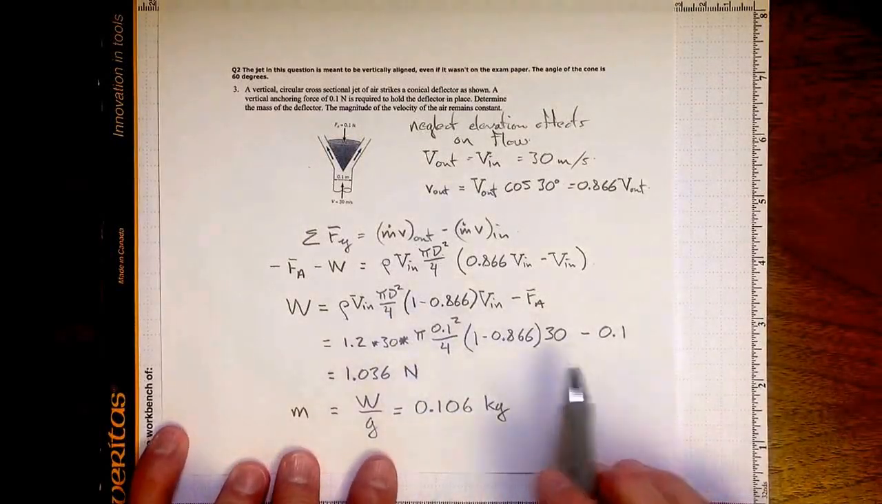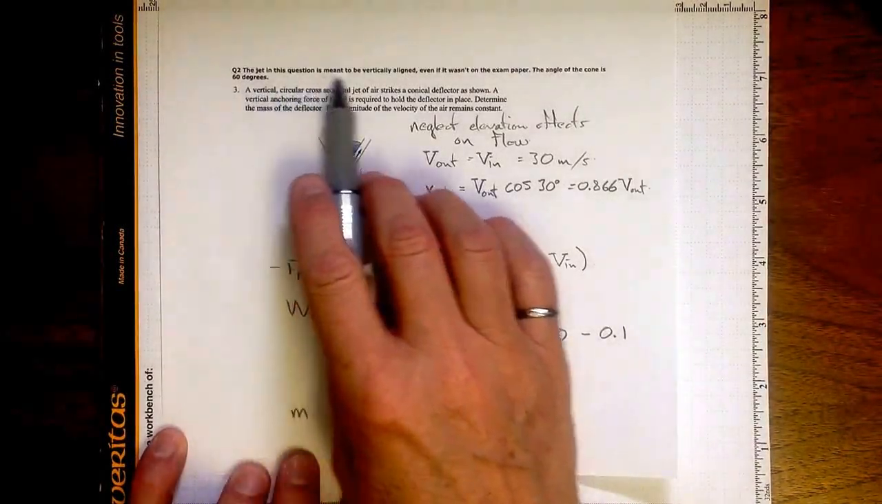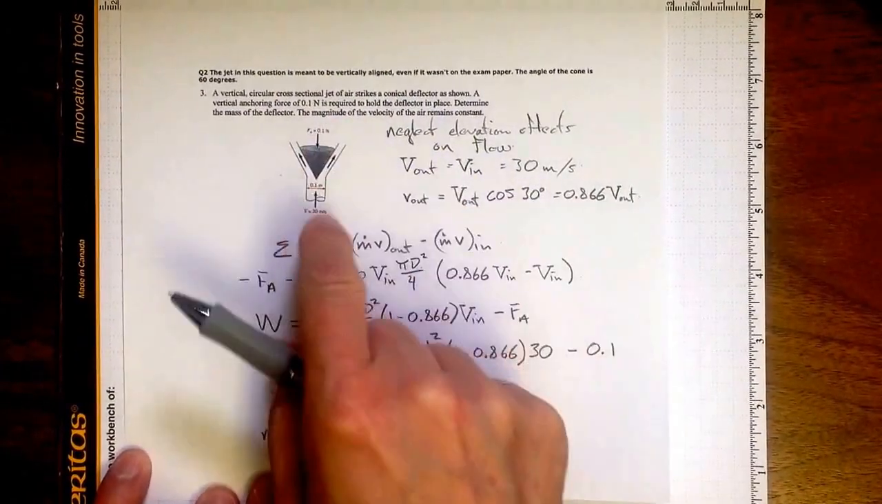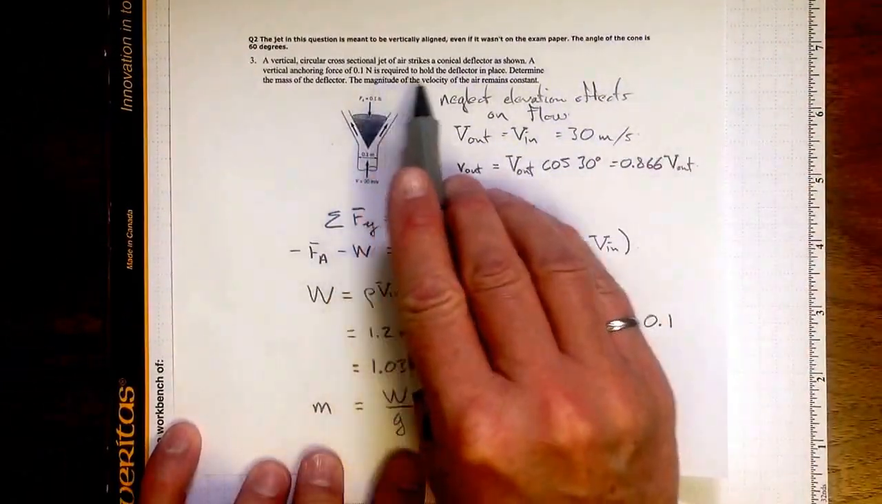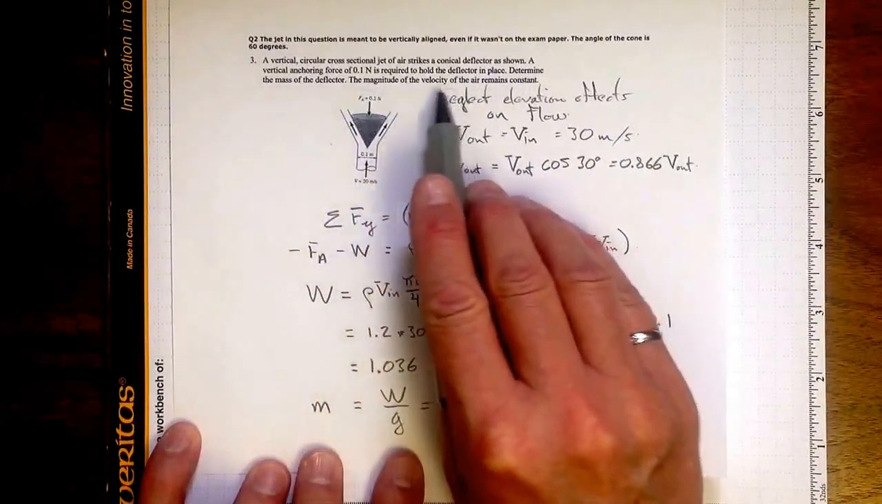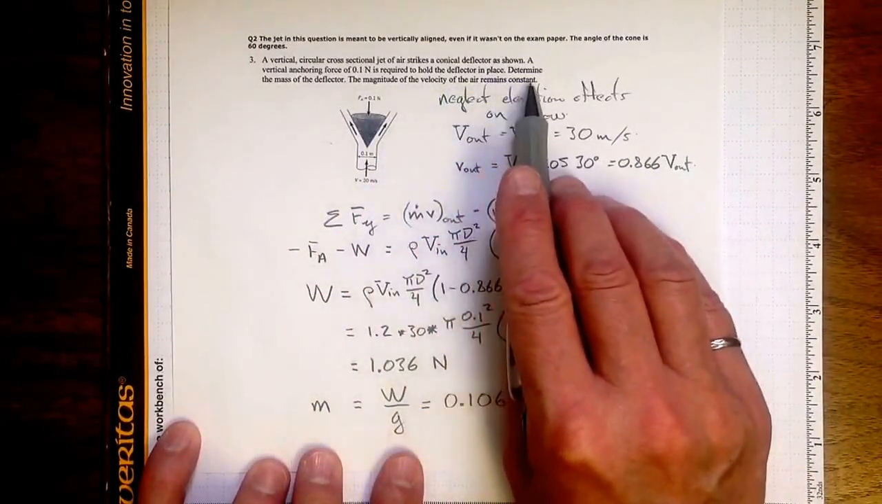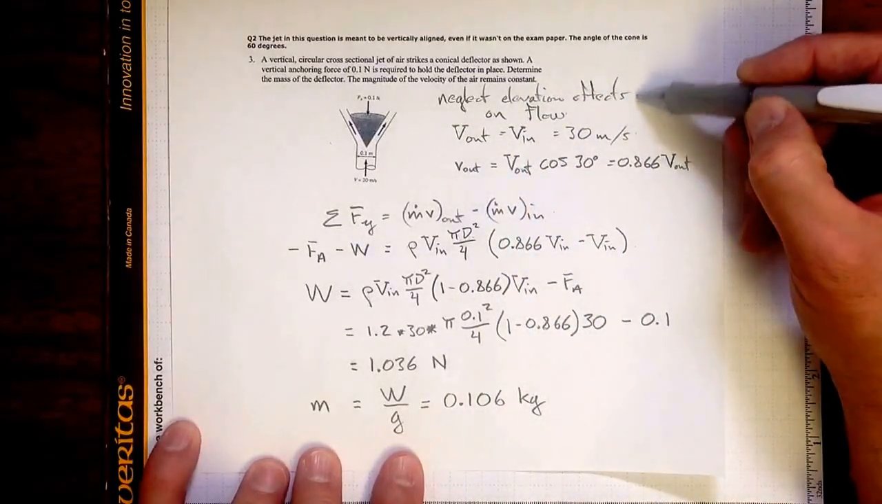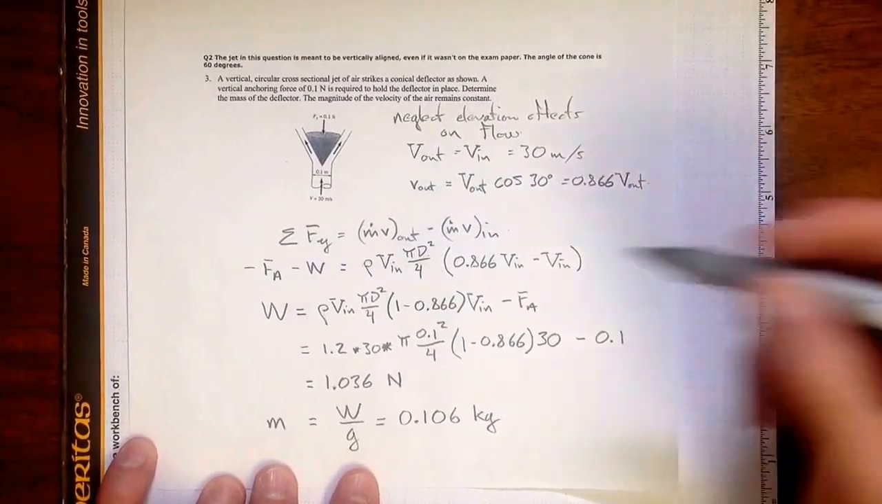This is question 2 on the assignment. The jet was meant to be vertically aligned, so just ignore the fact that this got copied a little wrong. And it says that we can assume that the magnitude of the velocity of the air remains constant. That's a good one. That basically says we can neglect the elevation effects on the flow.